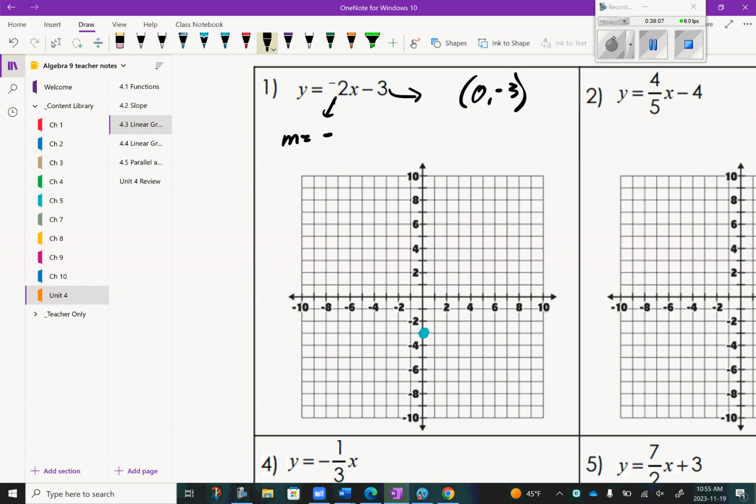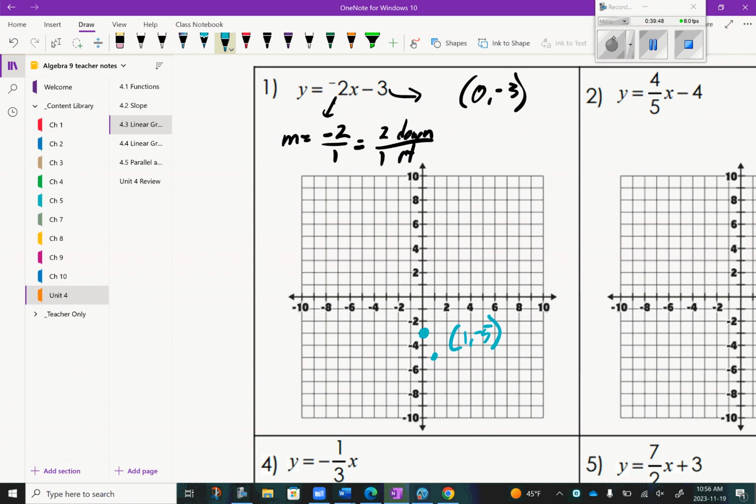Then the slope is negative 2. Now, if I want to turn that into a set of directions, I need to put that as negative 2 over 1, which means from my y-intercept, I need to go 2 spaces down and 1 space to the right. That should get me another point on this line. So if I go from 0, negative 3, down 2 spaces, and over 1 to the right, that should put me at the point 1, negative 5.